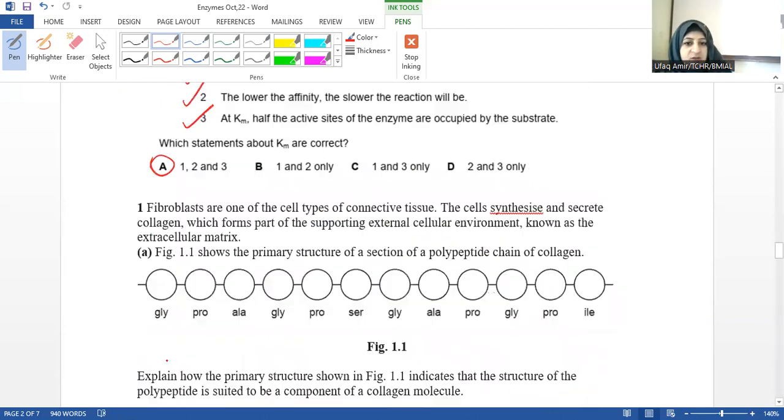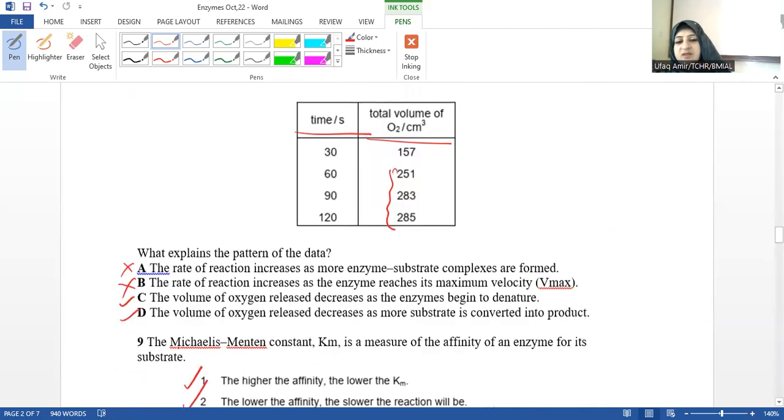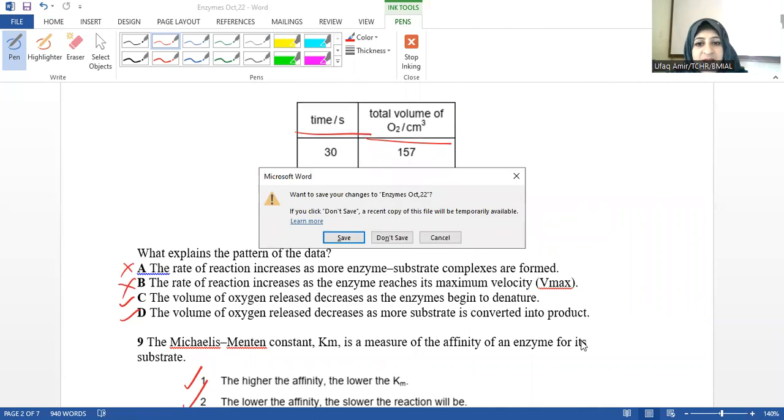Now we have structured questions, so we will discuss the structured questions later on. We have discussed all the MCQs of enzymes. I hope you understood those, and you can tell me about those things which are not clear, which are difficult for you in all the topics. I will one by one be focusing on those topics as well.